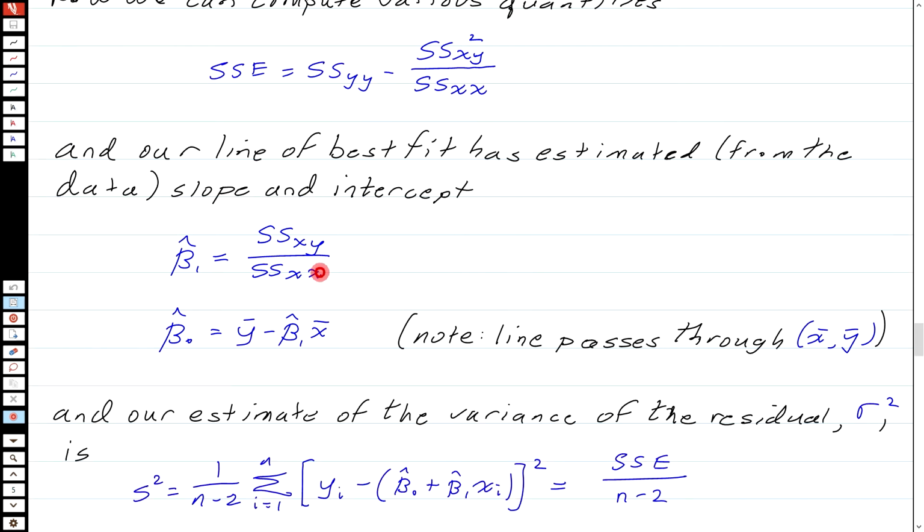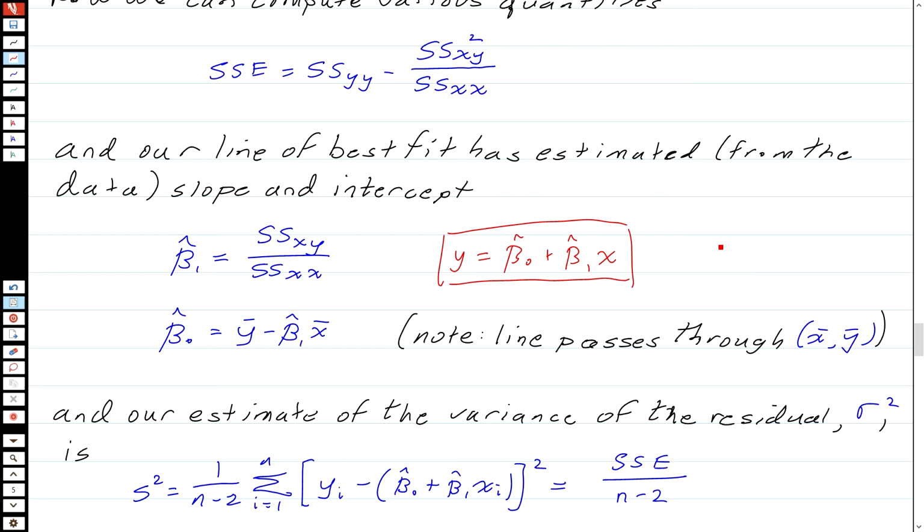Once we have that, then we can write out our line of best fit is just y is equal to beta naught hat plus beta 1 hat times x. Okay, so that becomes our line of best fit.